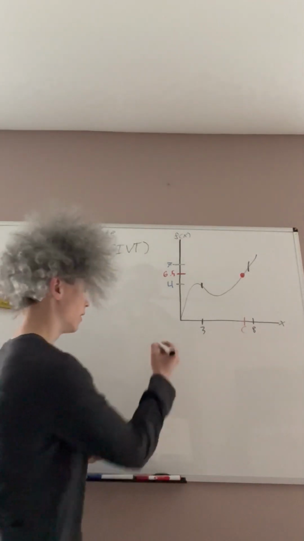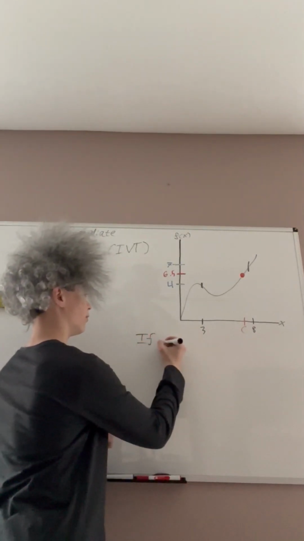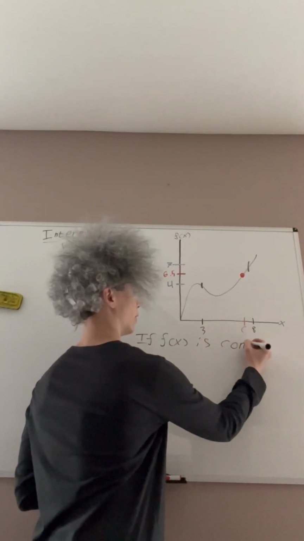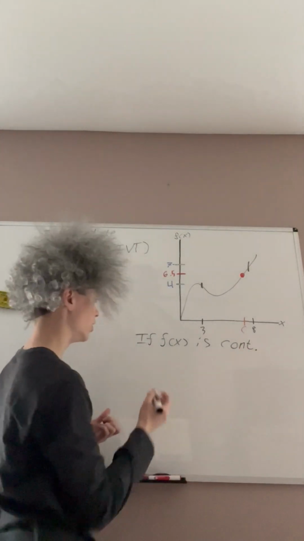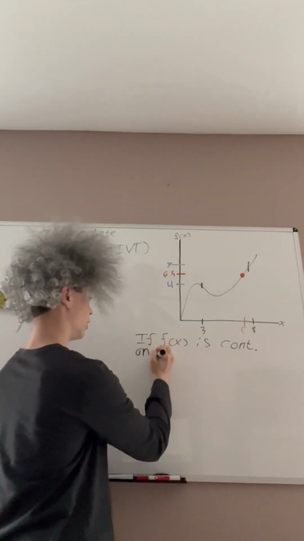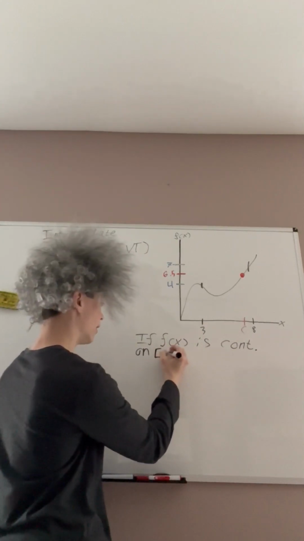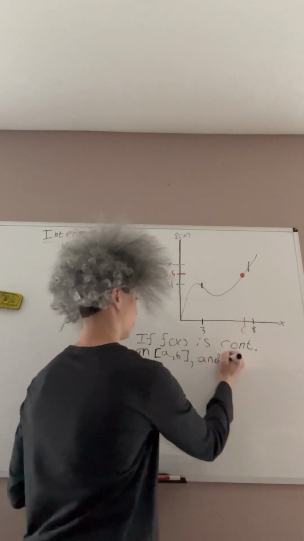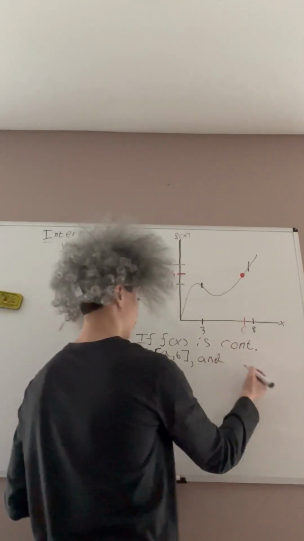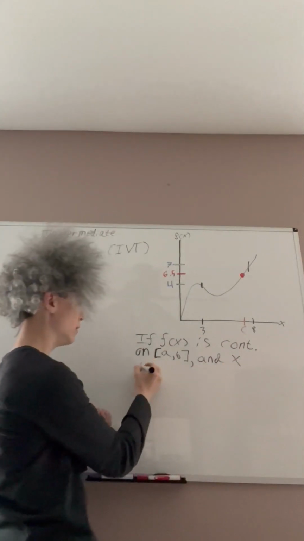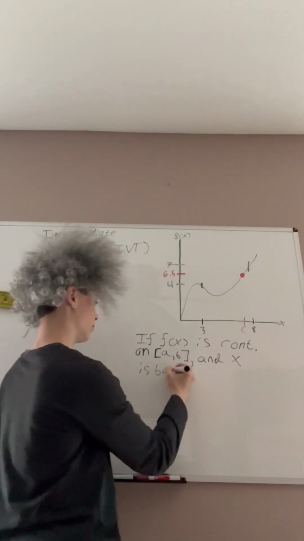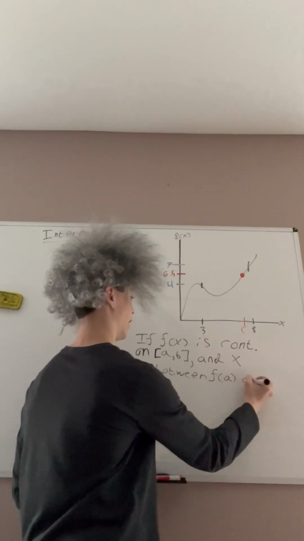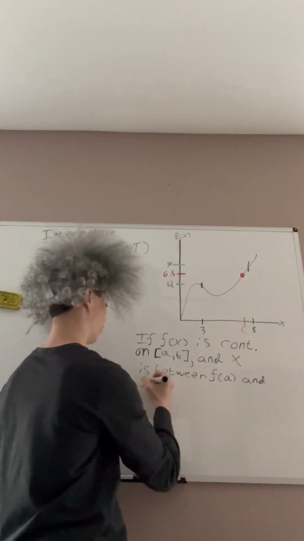So the IVT states that if a function, let's say f of x, is continuous, and I'm just going to abbreviate that CONT., on a closed interval with brackets, meaning including A and B, and let's say x is between f of A and f of B.